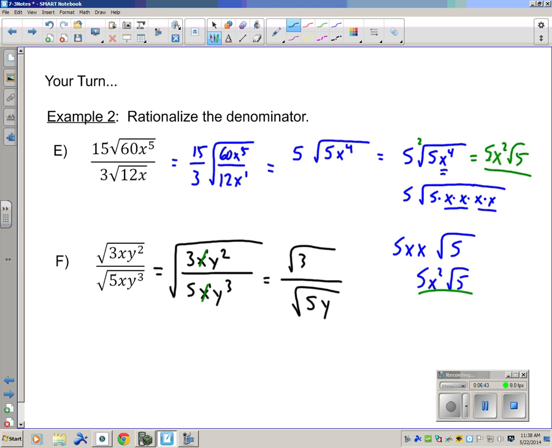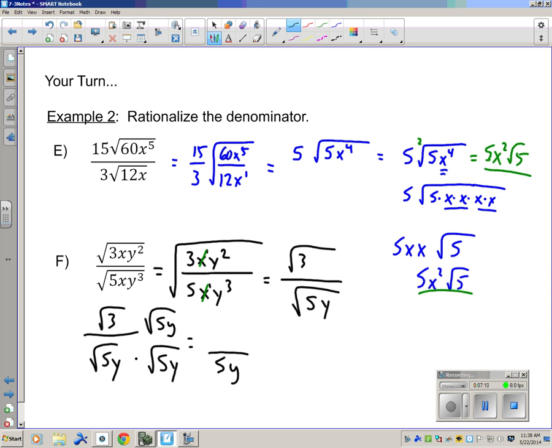Now we cannot leave the square root down in our denominator. Now this is a square root, not a cube root. So with a square root, you need 2 of them. So I'm going to rationalize the denominator. I multiply my numerator and denominator by the square root of 5y. So the square root of 5y times the square root of 5y, they just undo each other. Or you can think of it as the square root of 25y squared, which is 5y.